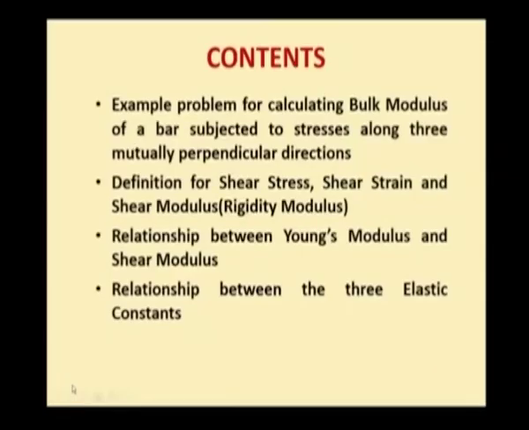First of all, we will be seeing an example problem for calculating the bulk modulus of a bar subjected to stresses along 3 mutually perpendicular directions. Then we will be seeing the definition for shear stress, shear strain and shear modulus, also called the rigidity modulus. Next, we will be obtaining a relationship between Young's modulus and shear modulus. Finally, we will be deriving a relationship between the 3 elastic constants, namely Young's modulus, rigidity modulus and bulk modulus.